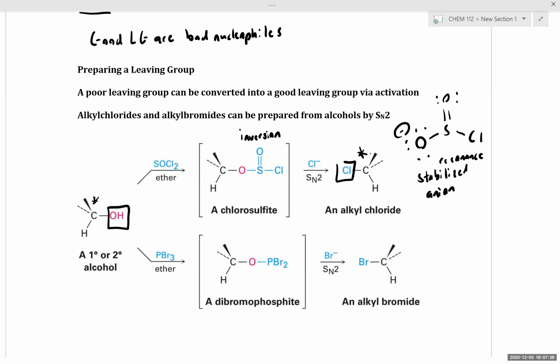Activation followed by SN2 reaction. So in this case, our chloride is displacing this leaving group. This process occurs with inversion of stereochemistry. Does that idea make sense to everyone? So this is how we can prepare chlorides and bromides from alcohols in a stereospecific manner.